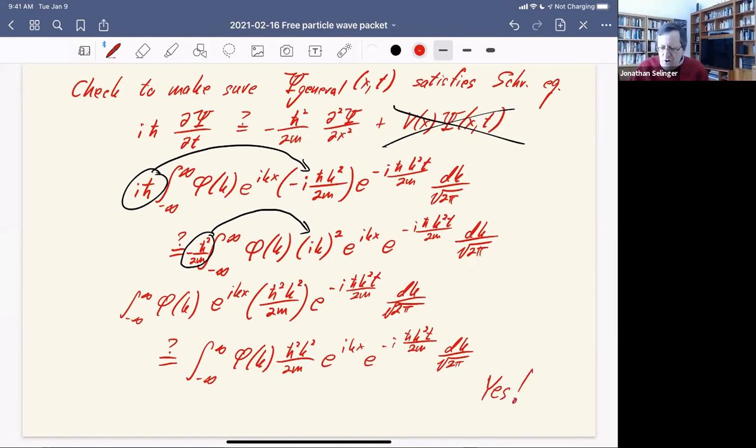Yes, okay. So this combination of all these exponential solutions is indeed a solution of the Schrodinger equation for a free particle. So it works for any function phi of k. It doesn't matter what the phi of k function is. With any phi of k function, this will be a solution of Schrodinger's equation for a free particle.